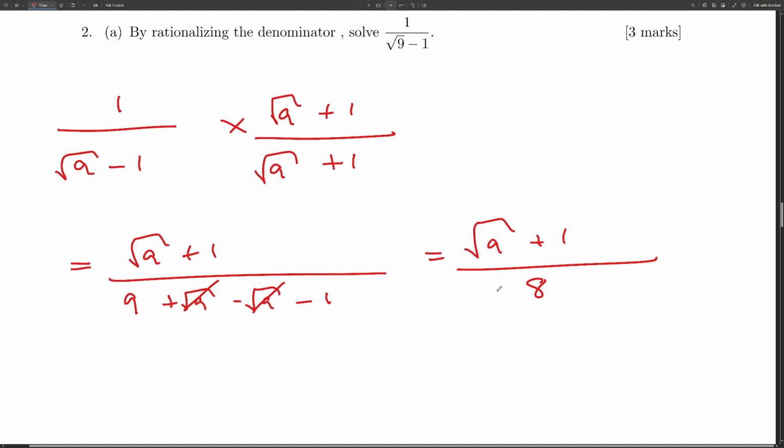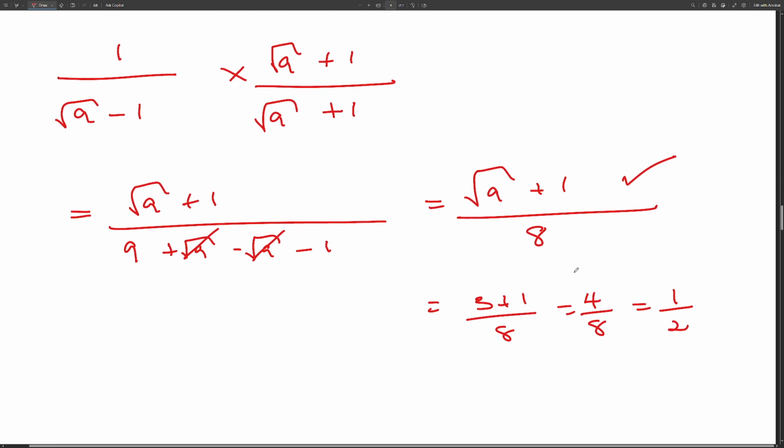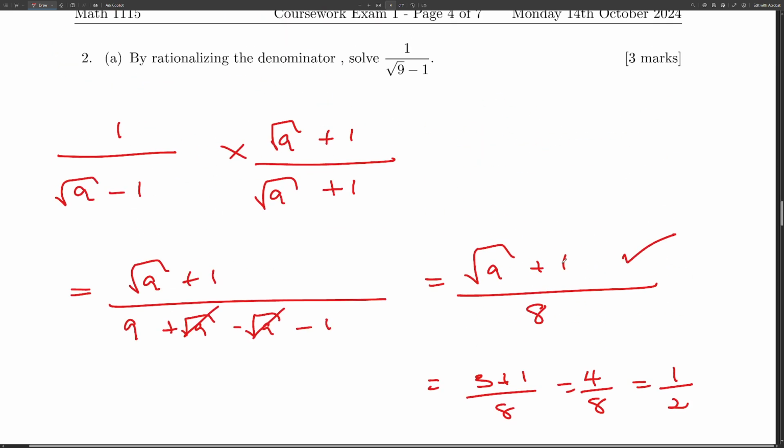Or some students may choose to find the square root of 9, which is 3, plus 1 upon 8, which is 4 upon 8, which is equal to 1 upon half. I mean, yeah, that's not wrong as well, but this is acceptable. Because I'm not seeing the instructions over here that says put in the simplest form. So either or is fine. This is 3 marks.